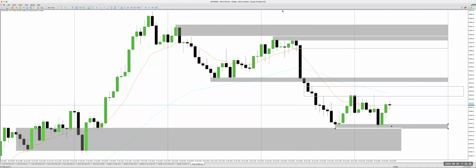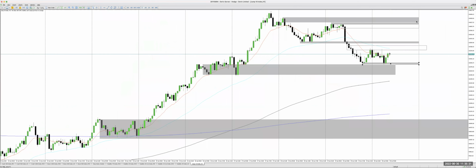Okay. So that's the view on J10. Very, very high chance that we'll see the dealer-induced buyers before we drop. So we just wait for that setup to play out.